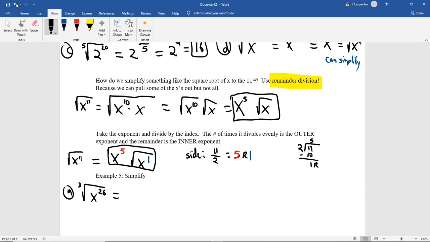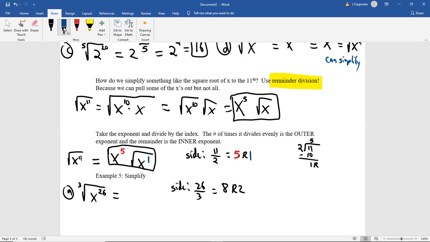And you might do it that way. Again, if you like it that way, that's fine. I've showed you how to do it, but I think this is just more efficient for most students. So our side work, we're going to do 26 divided by 3. 3 is going to go into 26, let's see, how many times? Like 8 times probably. 8 times 3 is 24. 26 minus 24 is 2. So we have 8 remainder 2.